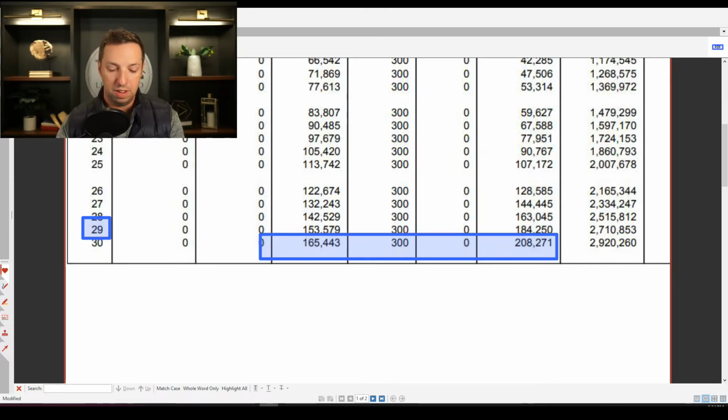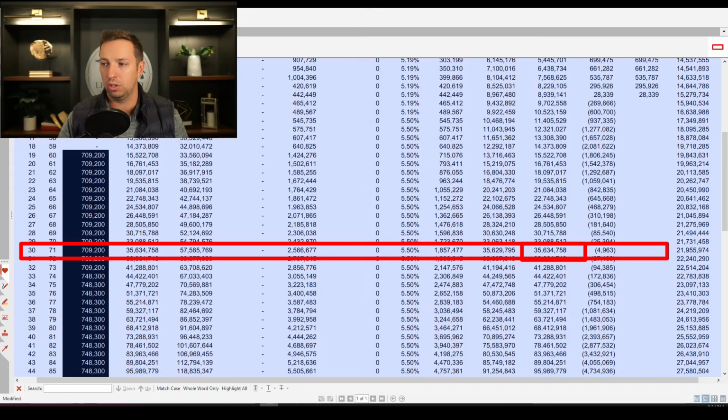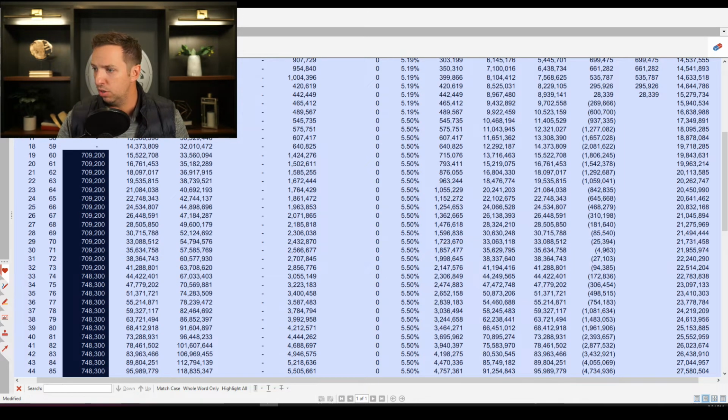So $373,000 in fees, and we've got a $2.9 million credit. Let's go back to our table here. So in year 29, our cash value is $33 million. So $33,088,512 minus $373,000. That's $32,715,000.